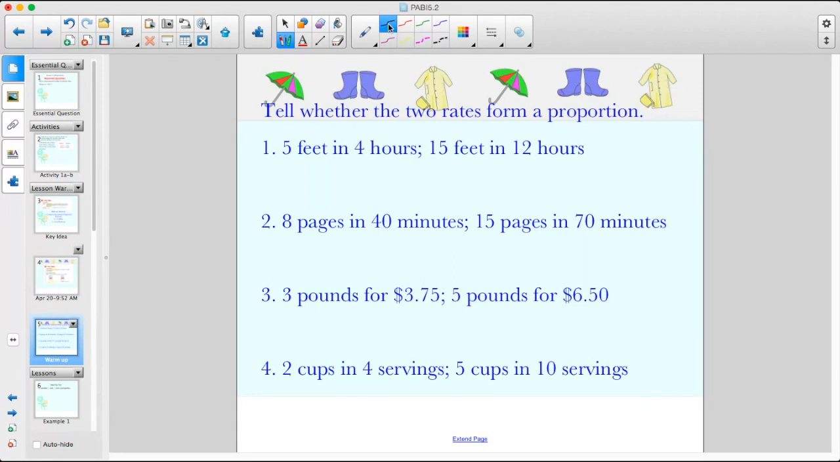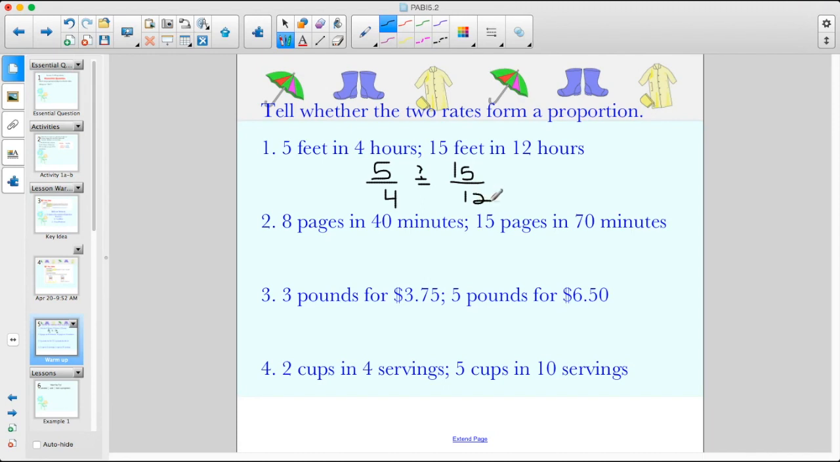So we're going to look at these 4 and determine whether the two rates form a proportion. So the first one that they give you is 5 feet in 4 hours, and they want to know if it's proportional to 15 feet in 12 hours. So I'm going to start by writing my two ratios. 5 over 4. And I want to know, is it equal to, so I'm going to put just like a little question mark up top because I'm not trying to say that they are equal, to 15 over 12.